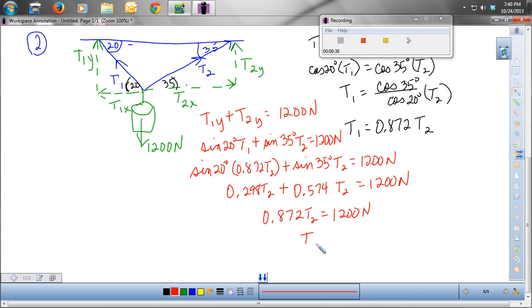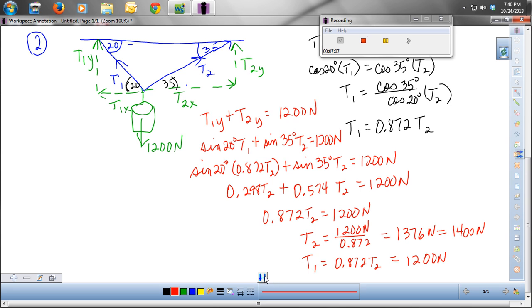So T2 wound up being 1200 newtons divided by 0.872. So I got 1376 newtons. If I looked at my sig digs, it looks like I have 2, so I would make that be 1400 in terms of the sig digs. And then I said, well, T1 is 0.872 times T2, so T1 is 1200 newtons. And I'm done.